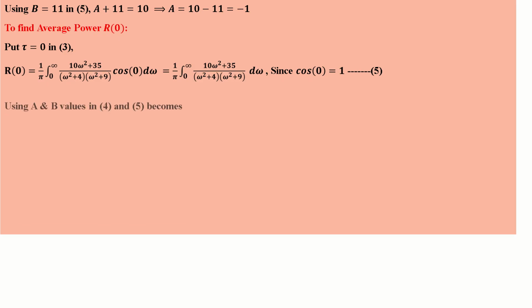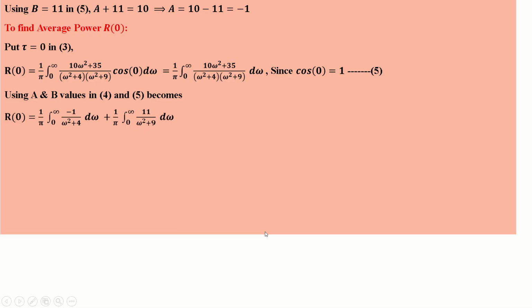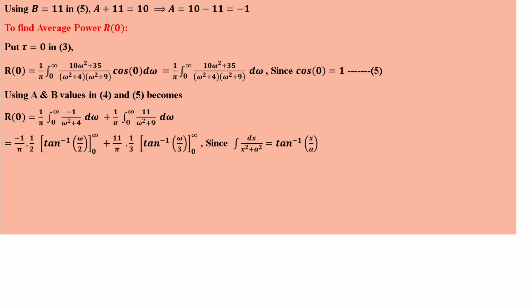So we can use the values of a and b in 4 and 5. So R of 0 is equal to 1 by pi integral 0 to infinity a by (omega square plus 4), so a equal to minus 1, by (omega square plus 4) d omega, first integral, plus 1 by pi, next b by (omega square plus 9), so integral 0 to infinity 11, the b value, by (omega square plus 9) d omega. Now we can take the minus outside from the integral, so minus 1 by pi.